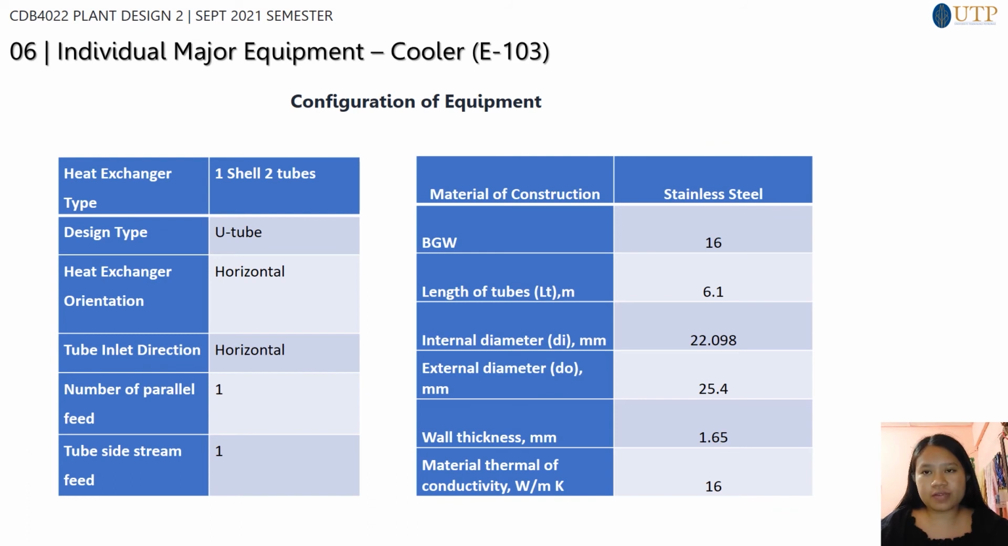As for the material, even though the fluids on both sides of the E103 cooler are non-corrosive, due to the high temperature, stainless steel material was chosen. The stainless steel does not rust and is able to withstand high heat. Stainless steel also has a longer lifespan and requires less repair, installation, and maintenance compared to other materials such as carbon steel.